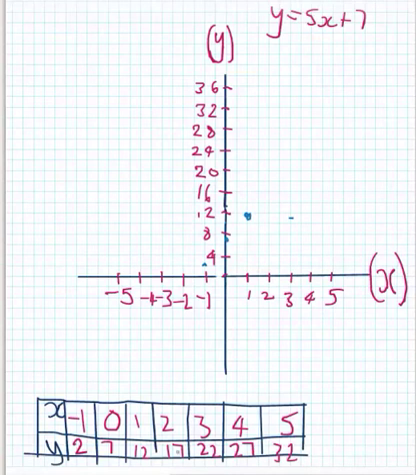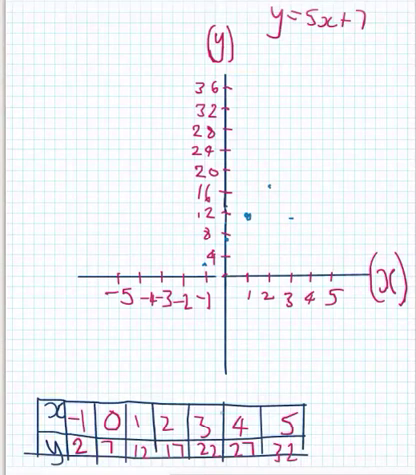When x is 2, y is 17. So x is 2 and y is 17. So I've got 16, 18 will be in the middle. So 17 will just be there. And x is 2.